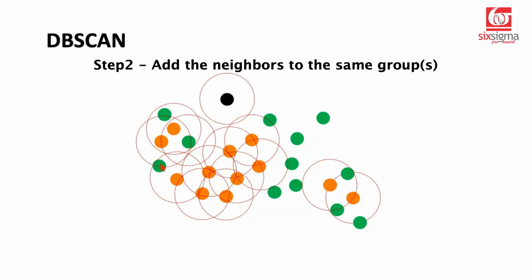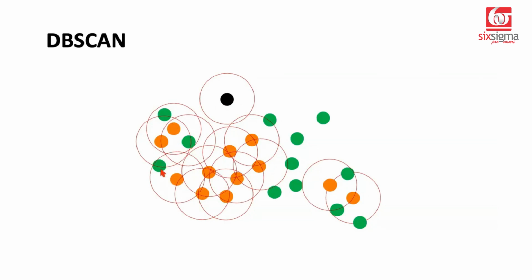Step 2 is to bring the neighbors of the core points into the same groups so that this group further grows. So let's start with this point. Is this a core point? Of course not. Is this the neighbor of a core point? Yes, it's actually a neighbor of 2 core points, this point as well as this point. So we'll give it the same color.